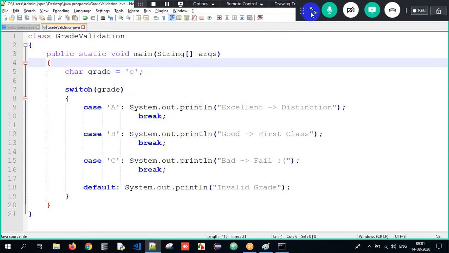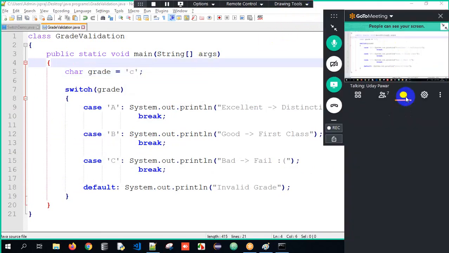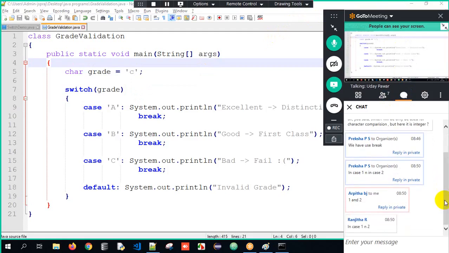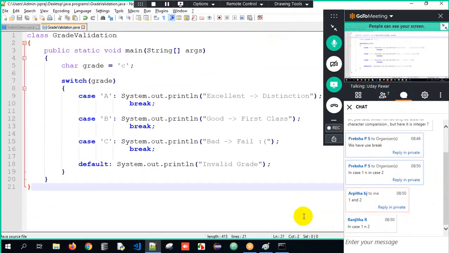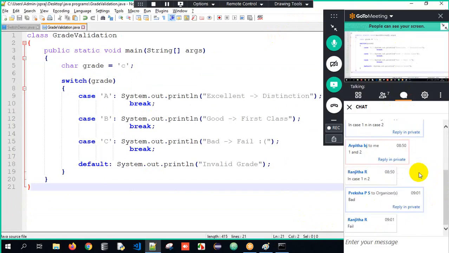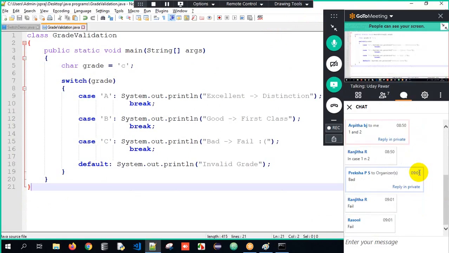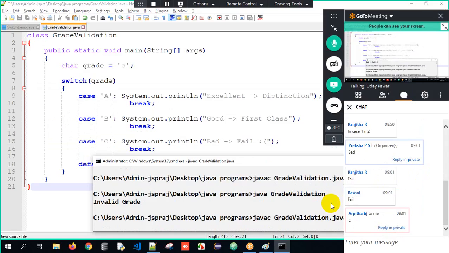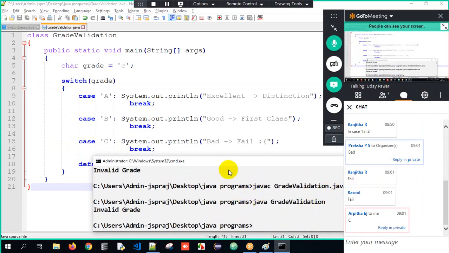Can you tell me the output now, guys? Think and tell me what will be the output now. I'm expecting an answer, guys. I'll give you time. Okay. Majority of you have told it as fail. Very good.